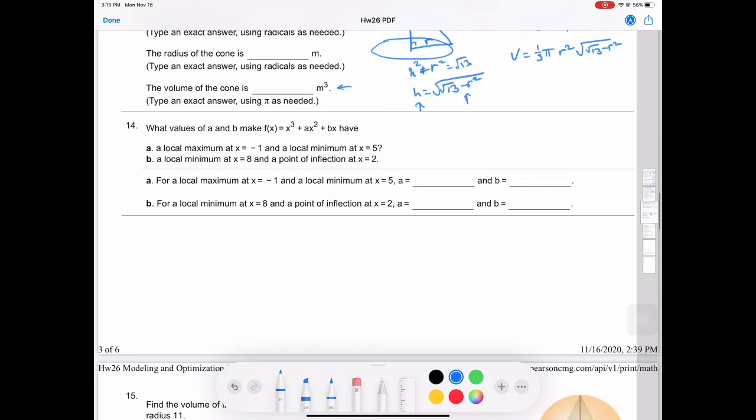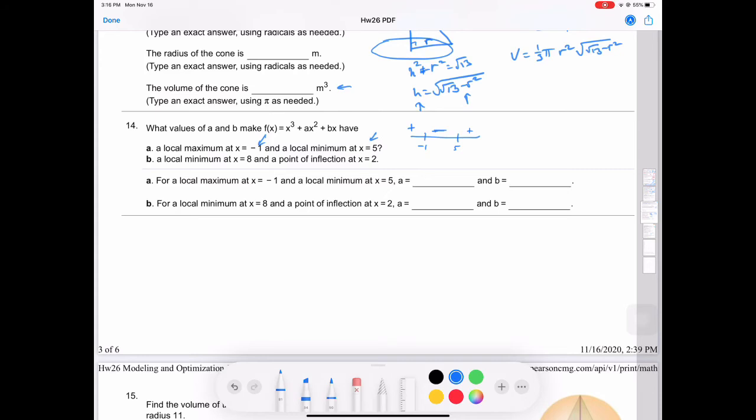This question is a little tougher. Number 14, what are the values of a and b that make f of x equals x cubed plus a x squared plus b x have a local maximum at x equals -1 and a local minimum at x equals 5? So this is the solution that they want us to get to. Our derivative has critical points, with a max at -1 and a minimum at 5. That means the slope has to change from positive to negative for a max, and then from negative to positive for a minimum.